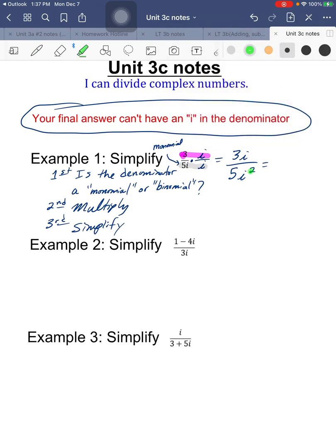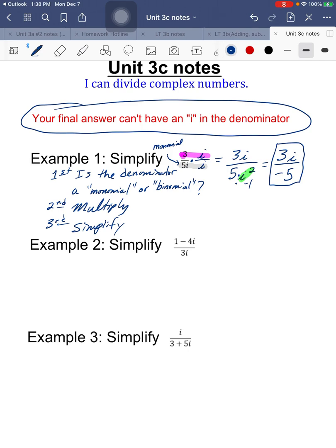So let's look at this. We have i squared here in the denominator. i squared, what's that equivalent to? Yep, -1. So it's 5 times i squared, so it's going to be 5 times -1. So our denominator is going to end up being -5. Our numerator is 3i. Nothing to simplify there. It's just 3i. And here's our final answer. There's no i in the denominator.